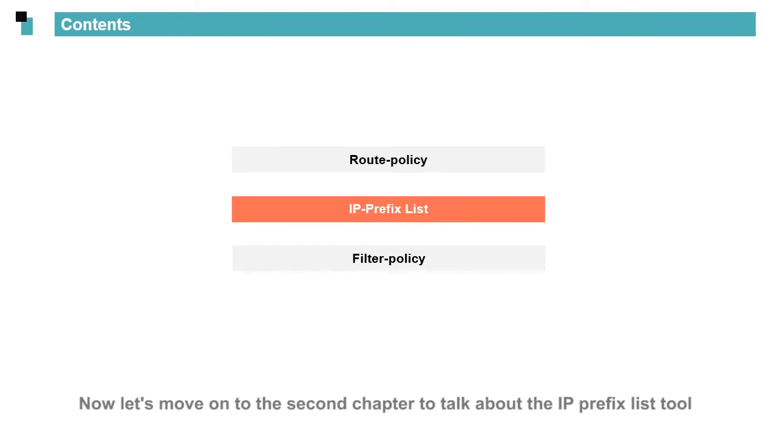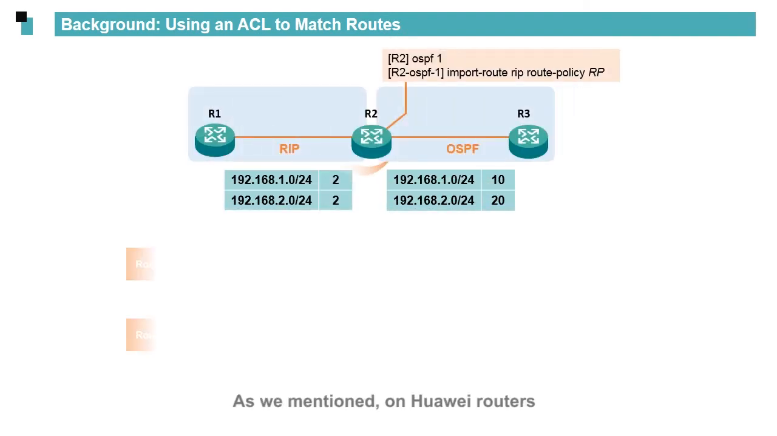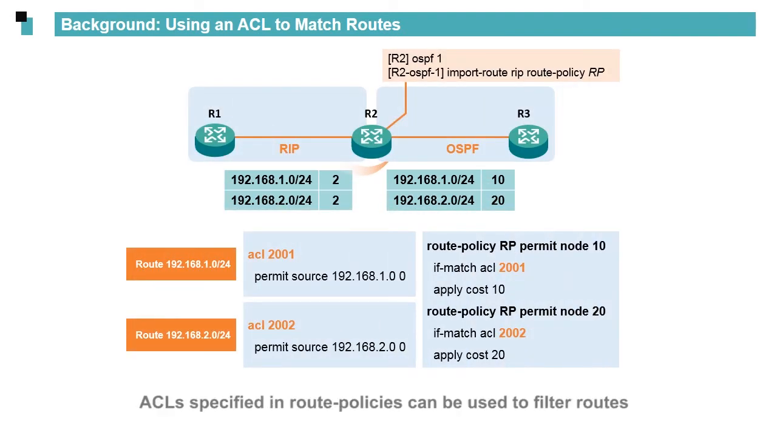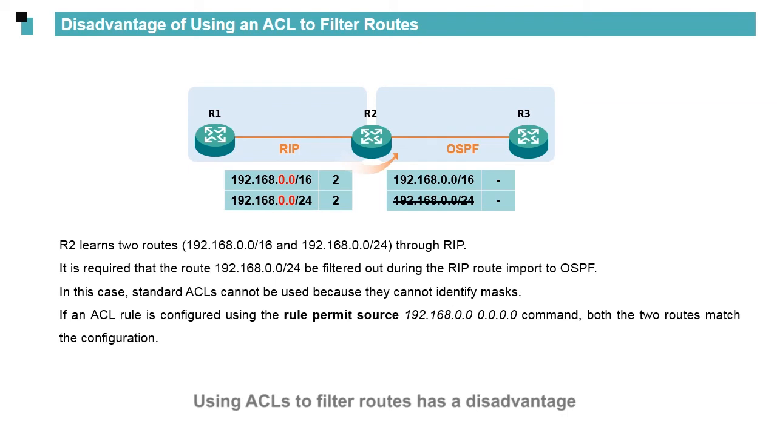Now, let's move on to the second chapter to talk about the IP-prefix list tool. As we mentioned, on Huawei routers, ACLs specified in route policies can be used to filter routes based only on the network address rather than on the mask. In most cases, the wildcard mask in such ACLs is set to 0.0.0.0. Using ACLs to filter routes has a disadvantage.